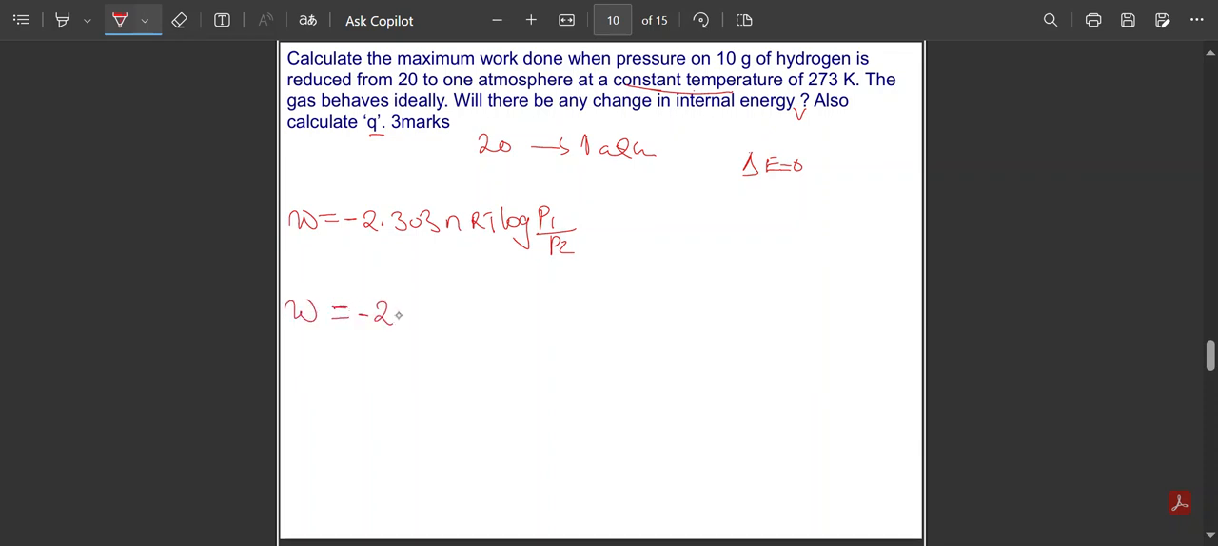So it's just a matter of substituting. We multiply by the number of moles. We have 10 grams of hydrogen, so moles is equal to the mass over the molar mass, Mr. So 10 over 2 is 5 moles. Now I like using the original gas constant, which is 8.314 joules per Kelvin mole, times the temperature of 273 Kelvin.